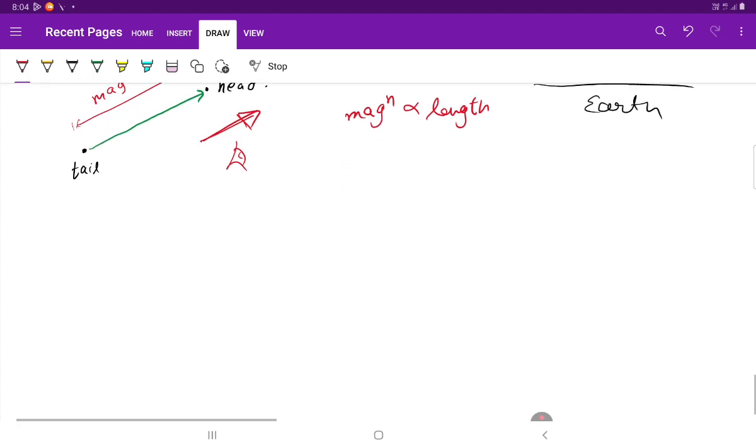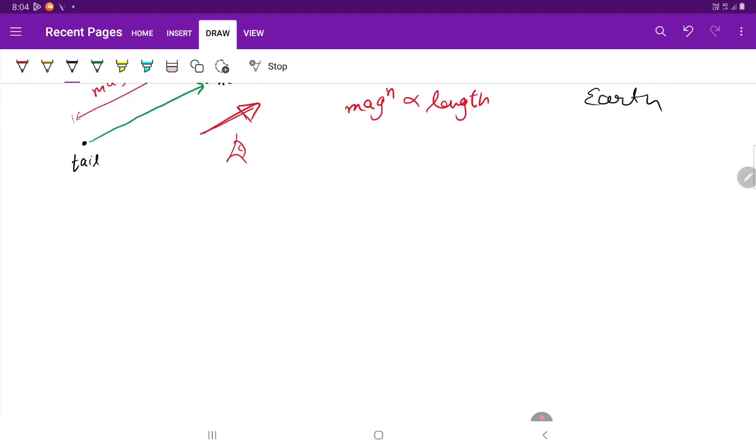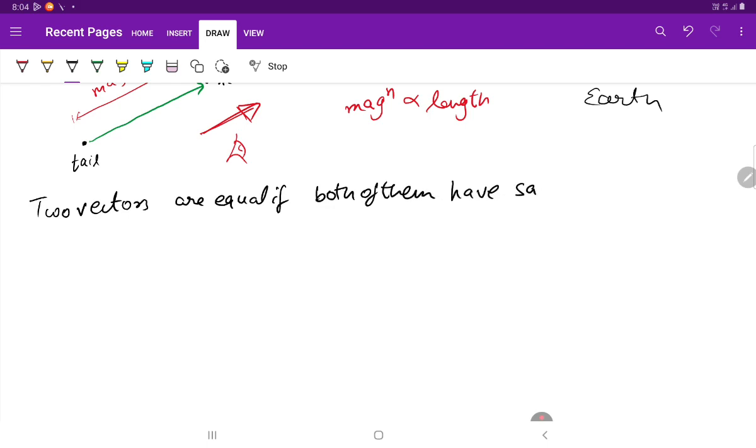Okay. Now, one thing is about equality of vectors. Two vectors are equal if both of them have same magnitude and same direction. These are two important conditions fulfilled by two vectors for their equality to hold.